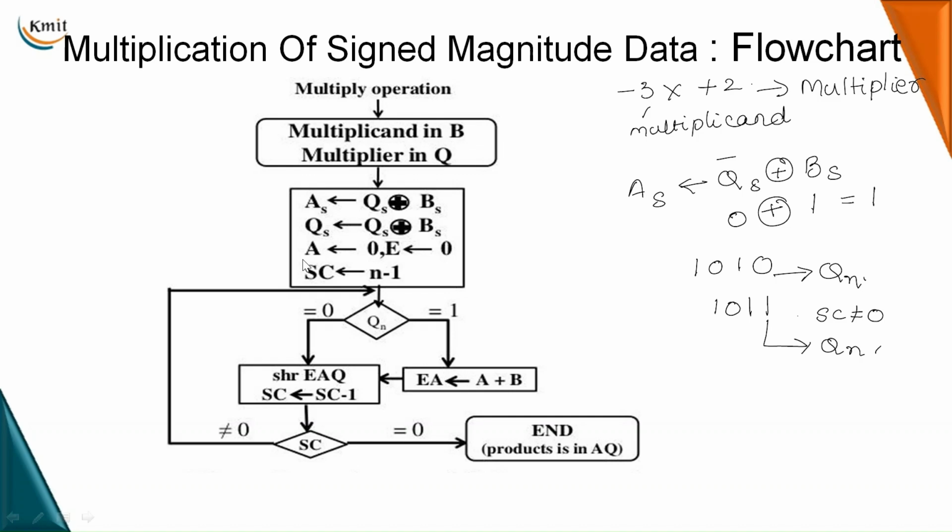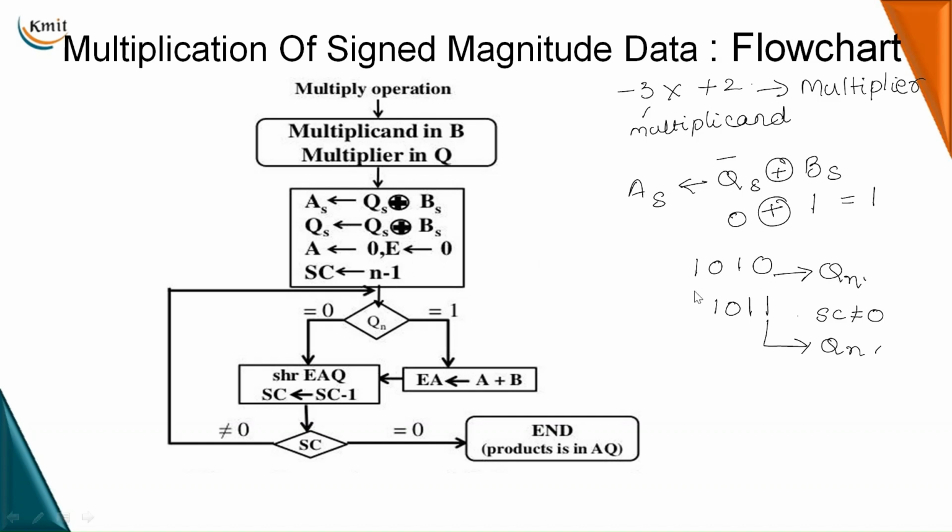Next step is initialization, where I have to initialize the values for A, E and the sequence counter. A is a temporary register which is initially set to all zeros, and E is a flip-flop which is also initially set to 0. The sequence counter is initialized to a value equal to the number of bits of your multiplier. If my multiplier is 4 bits, along with the sign it will be 5 bits. That is why I am representing n minus 1. N minus 1 means only the magnitude part of your multiplier.